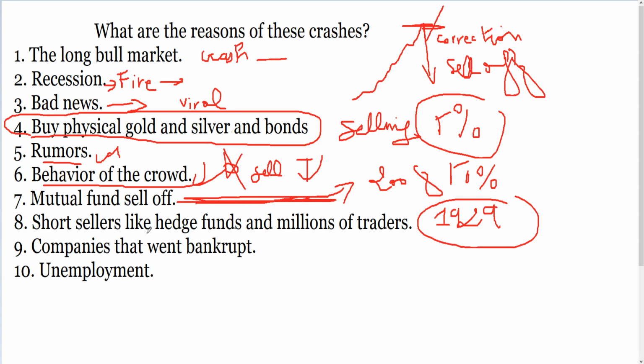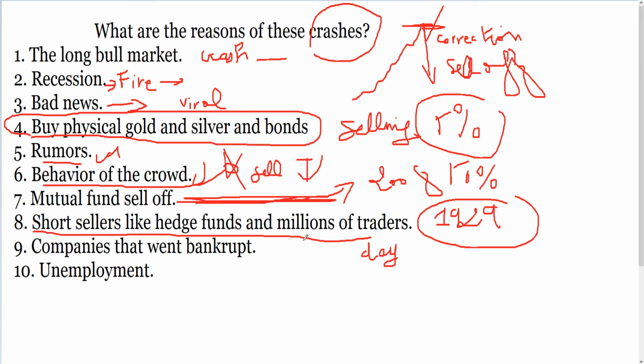Number 8, short sellers like hedge funds and millions of traders. Understand that these guys who are day traders and hedge funds, they short sell stocks. These hedge funds have billions of dollars, and these millions of traders have billions of dollars. So all of them try to sell short stocks, and they can cause crashes for some sectors or industries. They can make a crash, especially when the sector is facing problems.